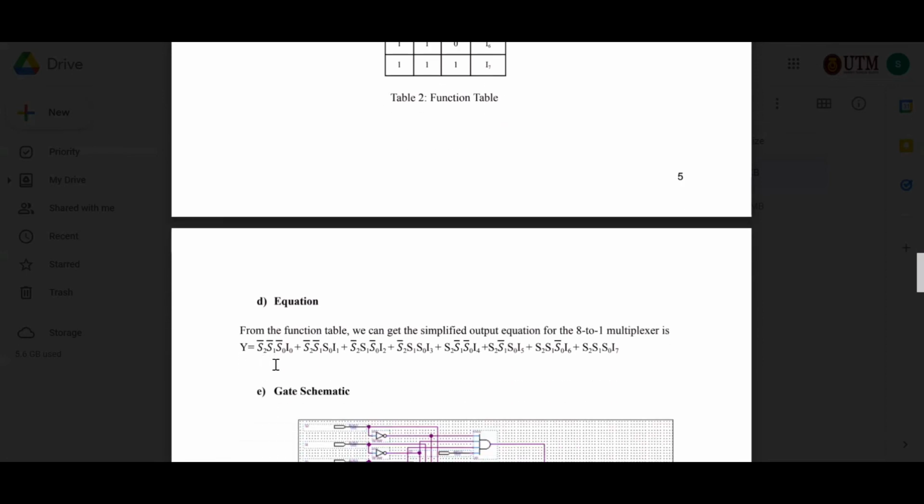Y equals S2 bar S1 bar S0 bar I0 plus S2 bar S1 bar S0 I1 plus S2 bar S1 S0 bar I2 plus S2 bar S1 S0 I3 plus S2 S1 bar S0 bar I4 plus S2 S1 bar S0 I5 plus S2 S1 S0 bar I6 plus S2 S1 S0 I7.